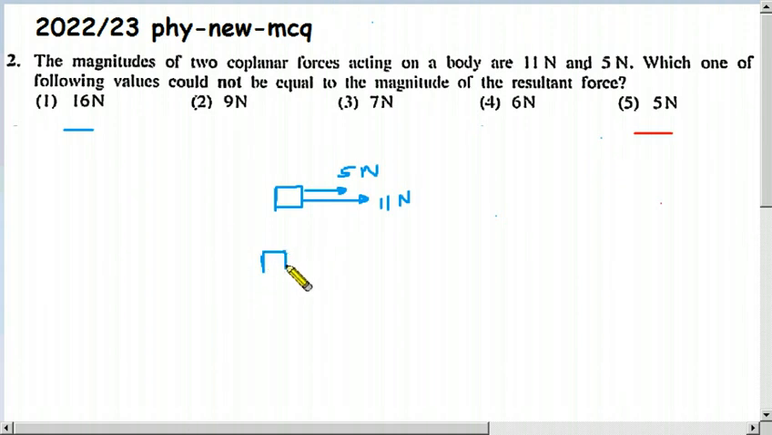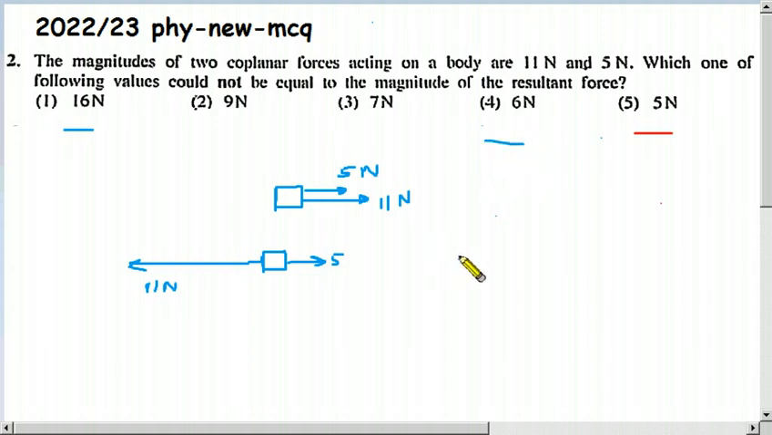Now, if they are opposite to each other, 5 Newton and 11 Newton like this, then we have to take the difference. That means we have to subtract 5 from 11. Then we get 6 Newton. So we get this answer, so this one is not the answer either, because what they ask is the value we don't get.